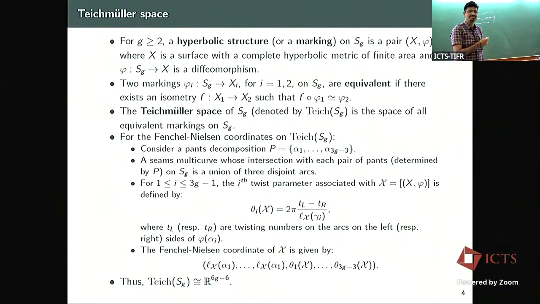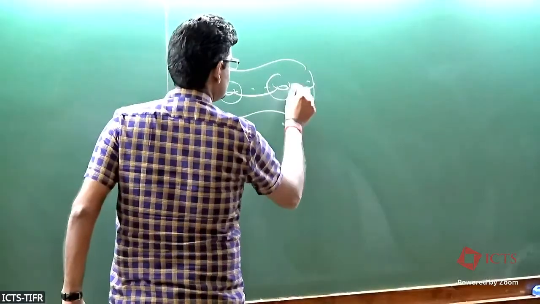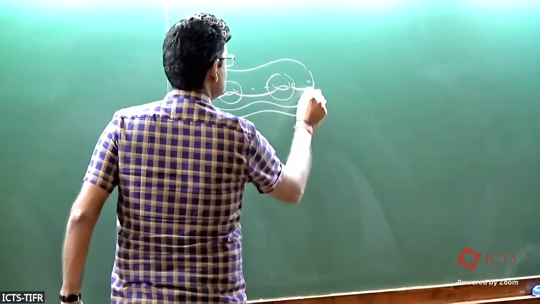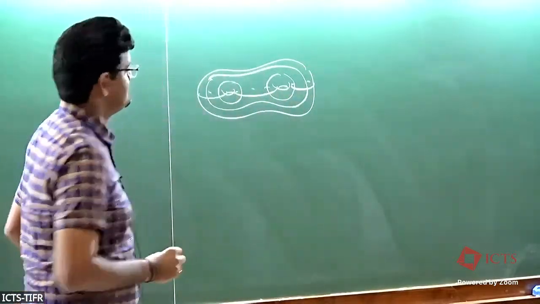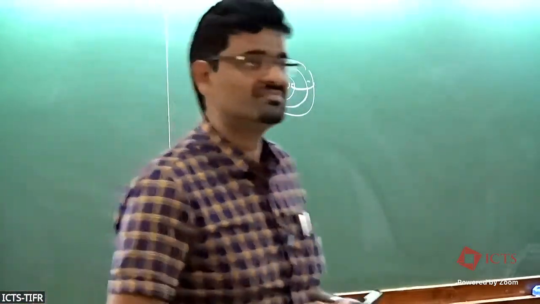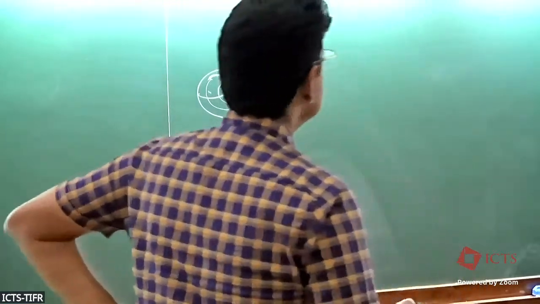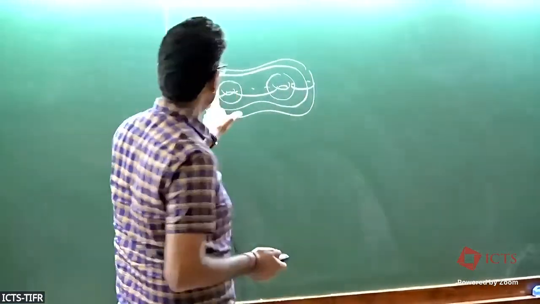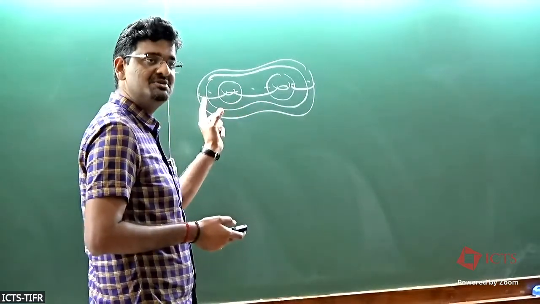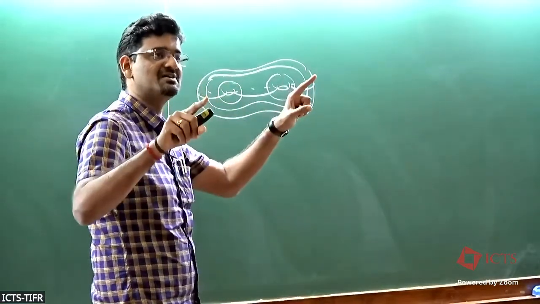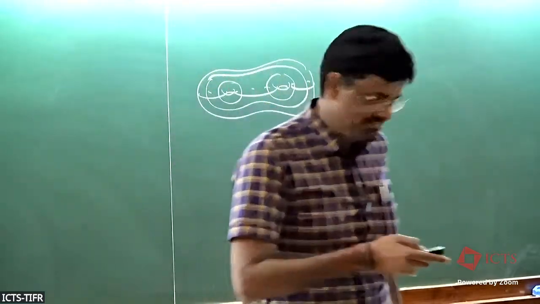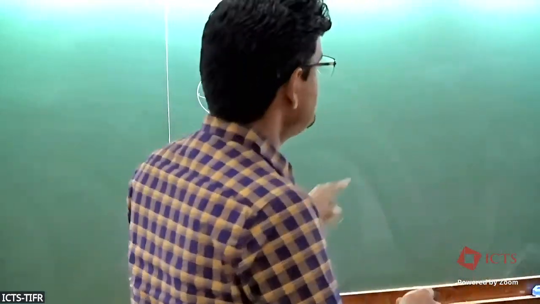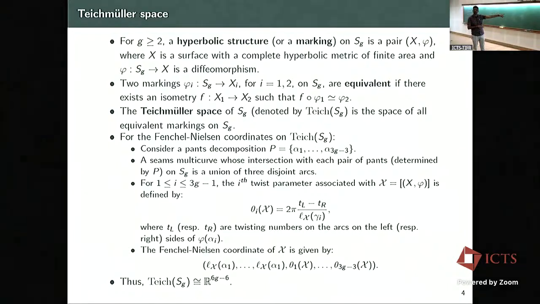3G minus 3. The seams curve for this would be something like this, and this curve. Okay? So if you break that curve, and you see it in each Pants decomposition, it will be a union of 3 disjoint arcs. And so you choose such a collection. Such a collection is not difficult to choose.